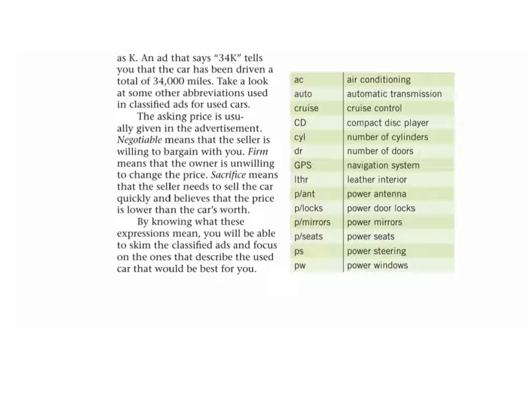The asking price is usually given in the advertisement. Negotiable means the seller is willing to bargain with you. Firm means that the owner is unwilling to change the price. Sacrifice means that the seller needs to sell the car quickly and believes that the price is lower than the car is worth. By knowing what these expressions mean, you'll be able to skim the classified ads and focus on the ones that describe the used car that would be best for you.